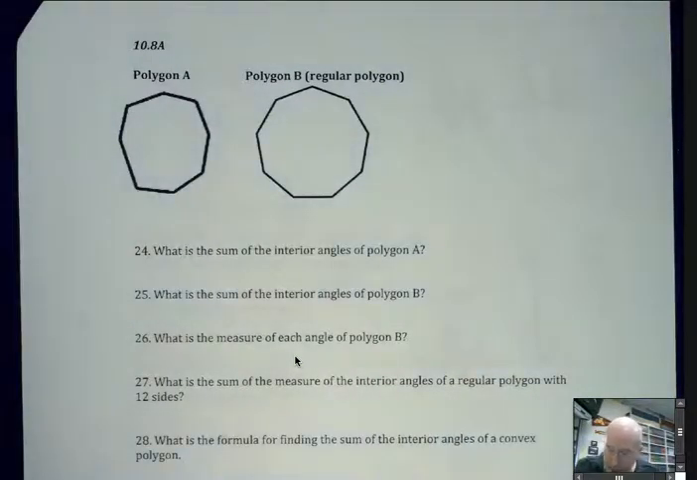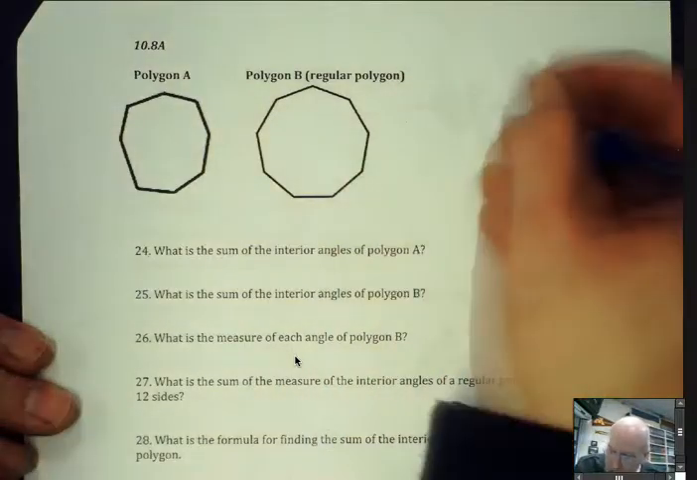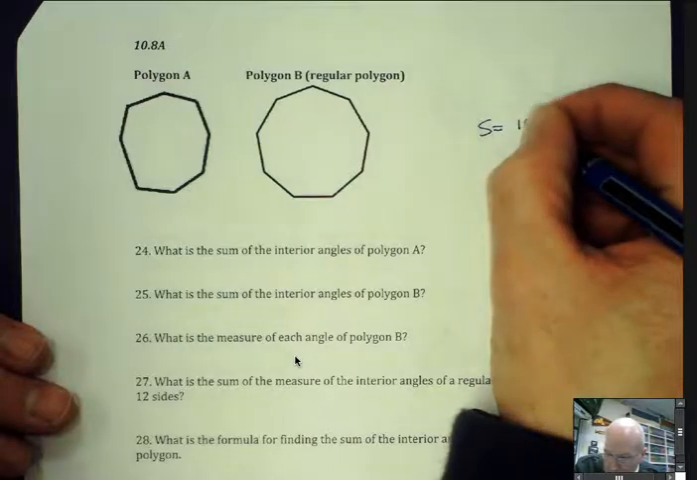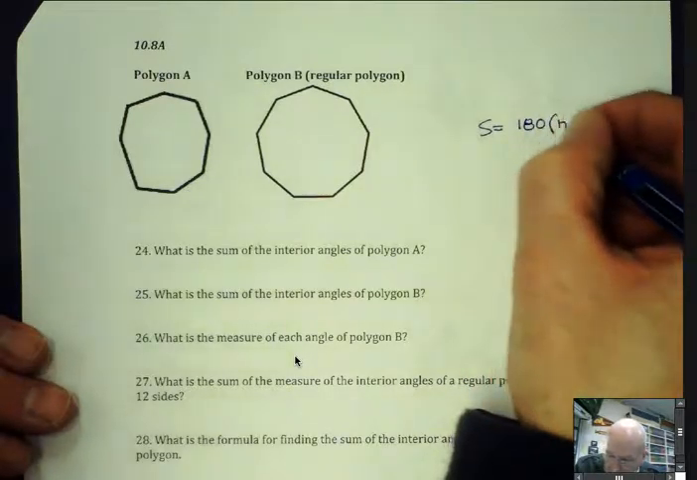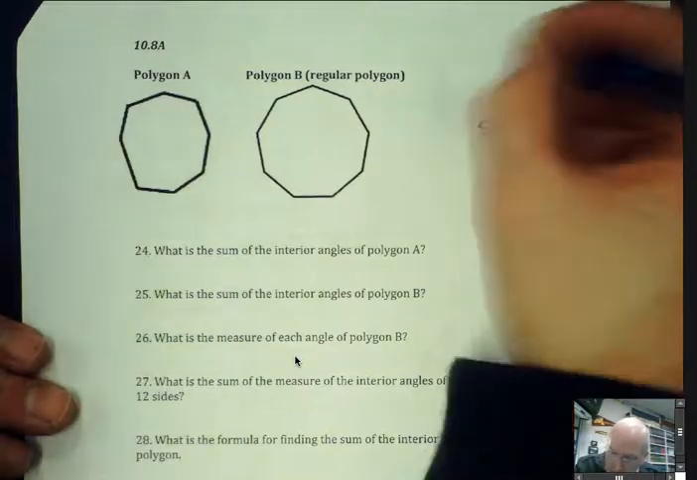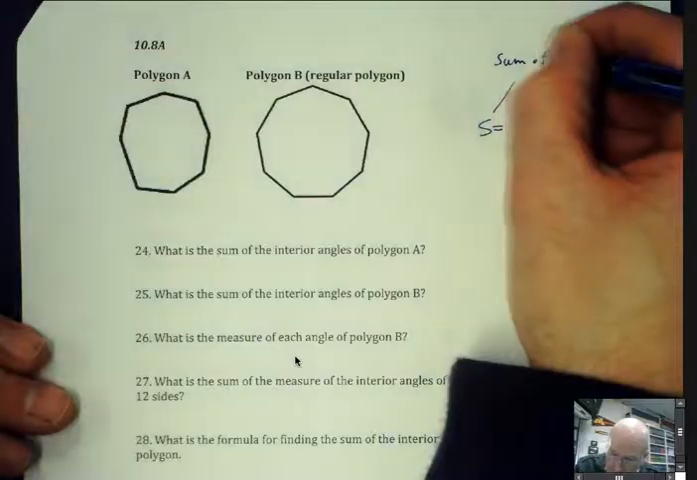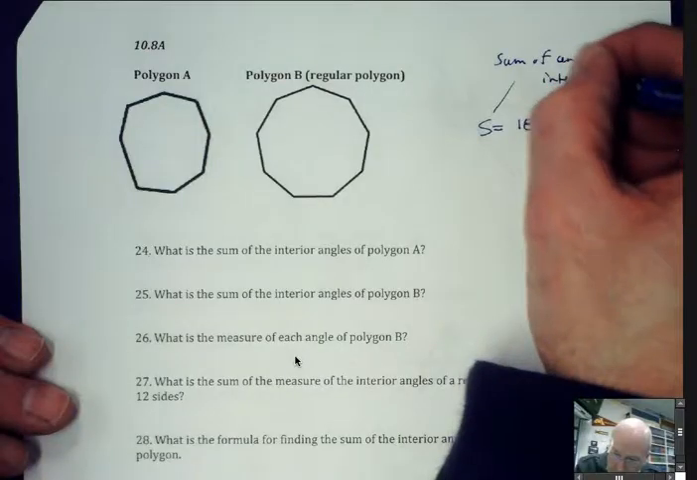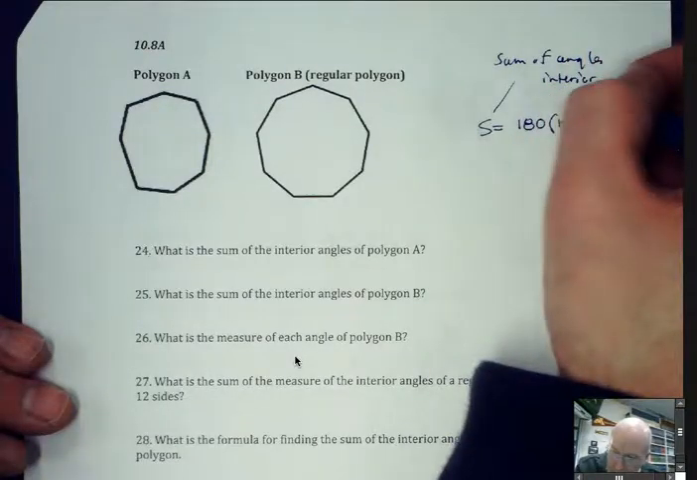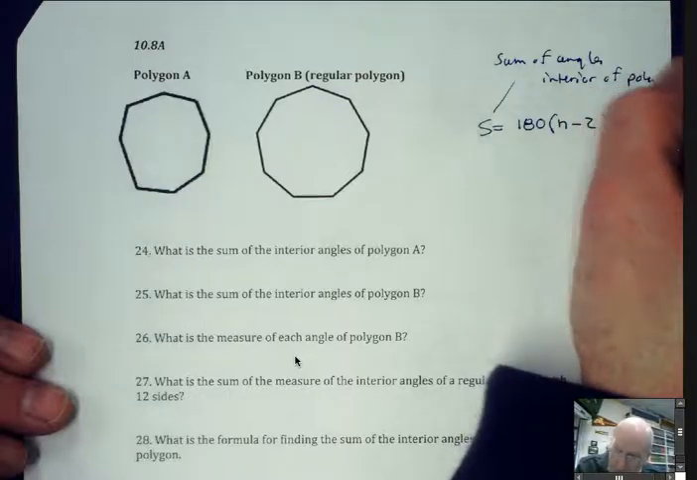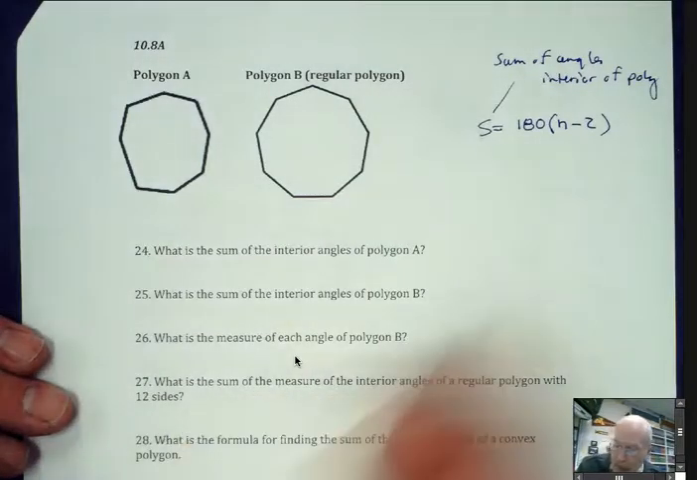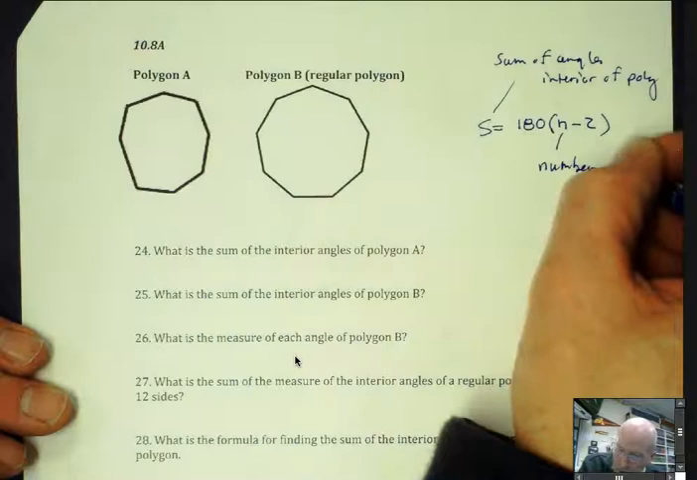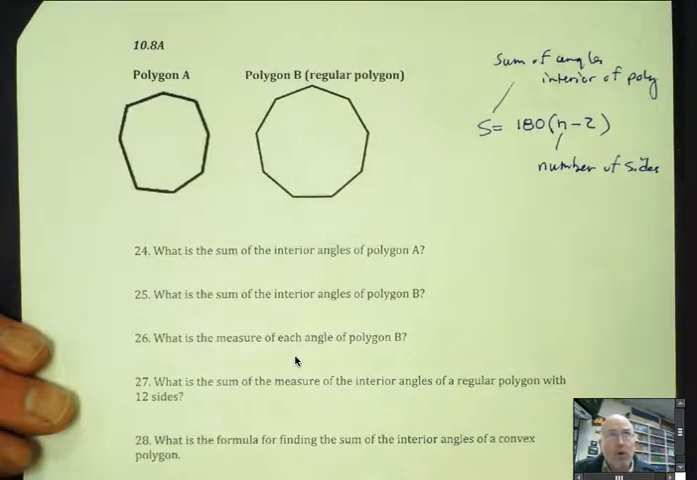10.8a, decomposing polygons. I'm going to go ahead and write this formula down that we've been using in class. The sum of the angles is equal to 180 times the number of sides minus 2. This is the sum of the angles of the interior of a polygon, okay? A simple polygon or a regular polygon. And this n stands for the number of sides. That'll be right on your MCA test booklet in the inside cover.